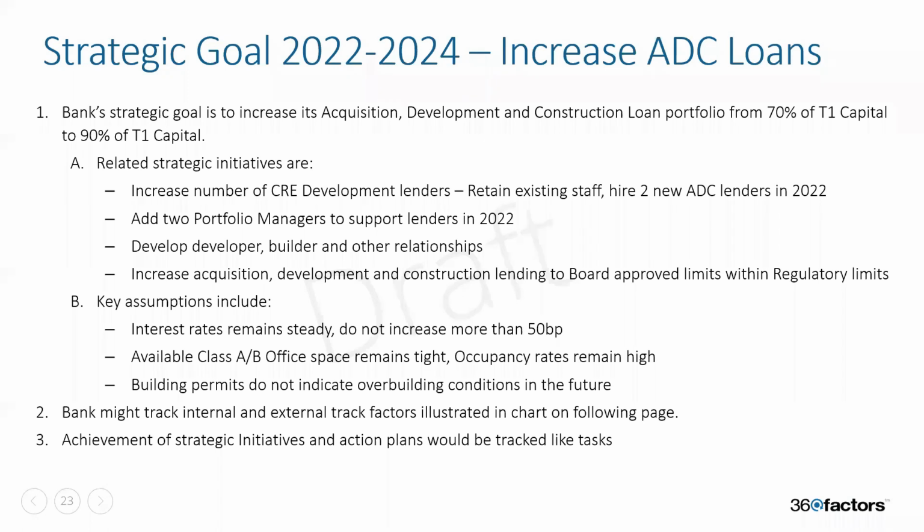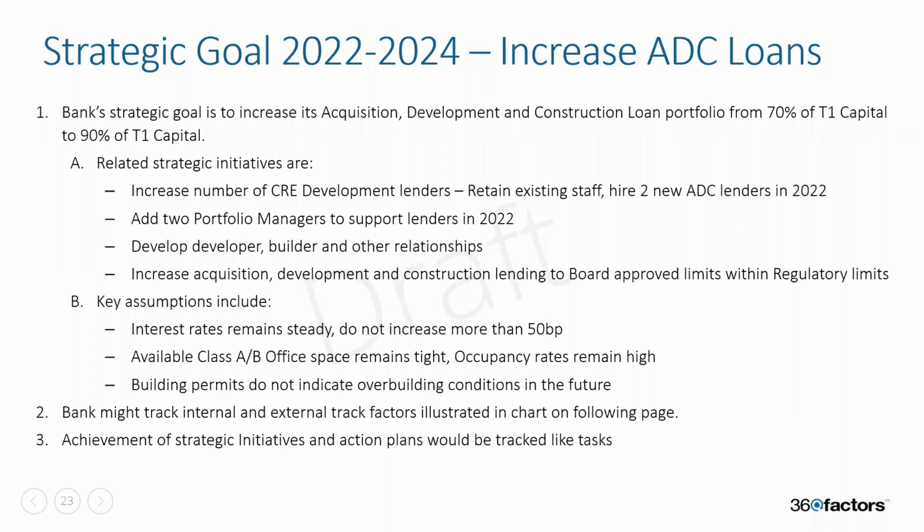They made some assumptions. Interest rates were going to remain steady. You've probably heard this before. We're going to remain steady, not increase more than 50 basis points. Occupancy rates were tight for Class A and B office space, so the vacancy rate was low. Occupancy rates remained high. That's a favorable condition in their view. Building permits don't indicate that there's a wealth of new construction that's going to cause overbuilding conditions in the future. So based on that type of information, they've decided they're going to move from 70 to 90. They're going to bump up 20%.